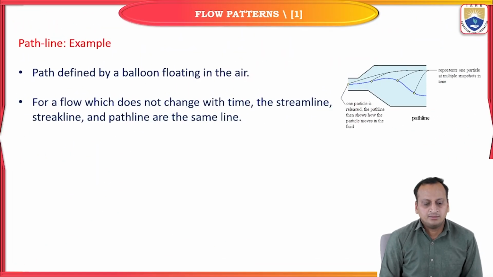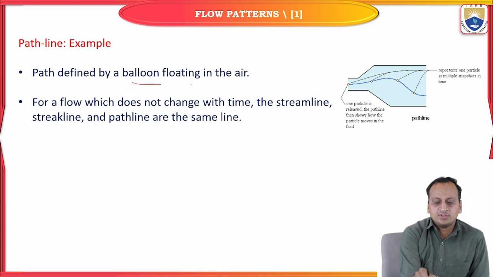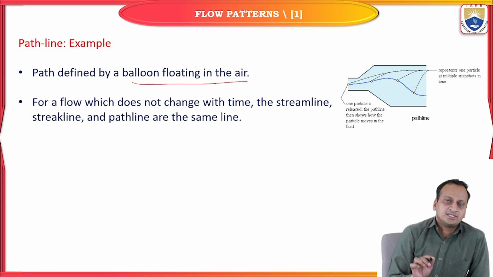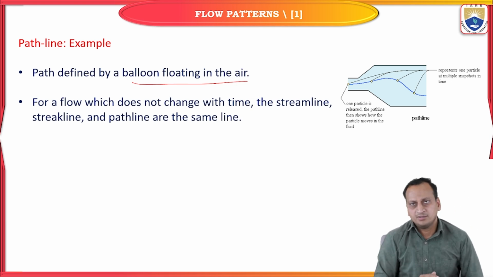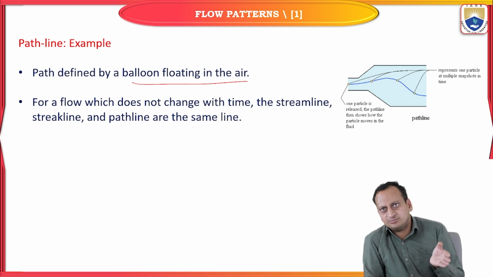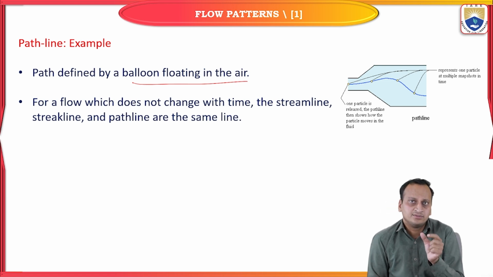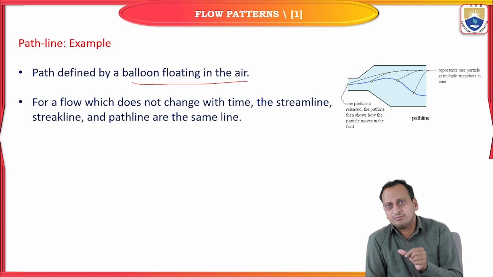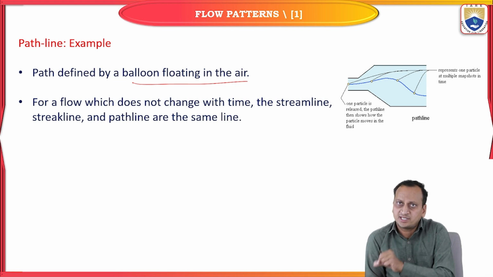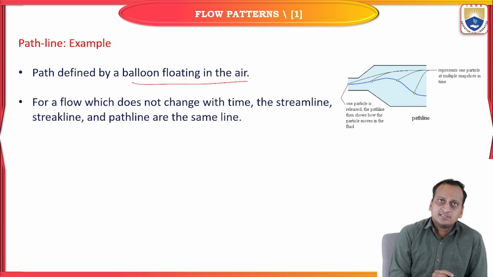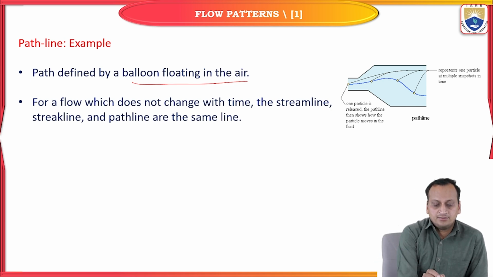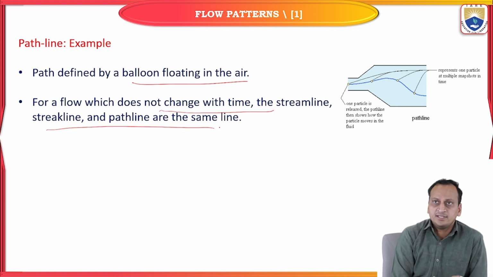The example of a path line is a balloon floating in the air. At different instants of time, the balloon will be located at different positions as it is moving in the air. If you locate all the positions of the balloon in the air at different instants of time, that travel by the balloon will be known as the path line. For a flow which doesn't change with time, the streamline, streak line, and path lines will be the same.